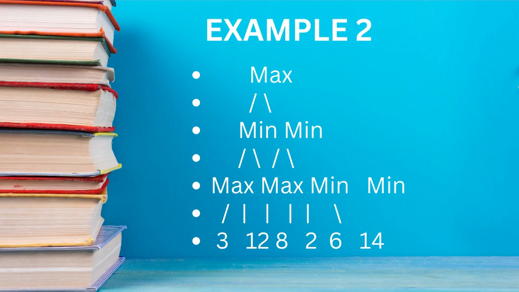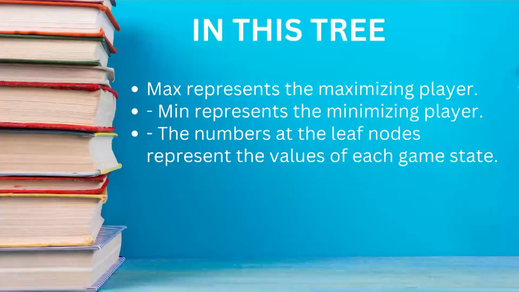Consider the following game tree. We have max, min, min, max, max, min, min. In the terminal nodes we have the values 3, 12, 8, 2, 6 and 14. In this tree, max represents the maximizing player and min represents the minimizing player. The numbers at the leaf nodes represent the value of each game state. We will use alpha beta pruning to find the optimal moves for max.